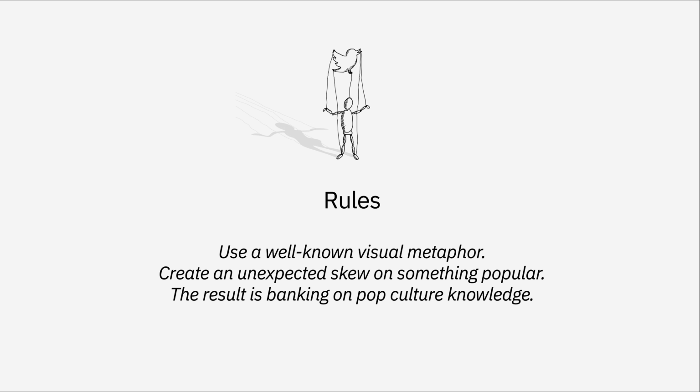So with the rules for a skew on reality, we need by necessity to show reality in some way. So use a well-known visual metaphor. Go back and watch Office Hours 2 if you don't understand what they are. Use a well-known thing that people understand to create an expectation that people know what's going to come next, and then create an unexpected skew on the thing that you have just created. And the result really with these is banking on something popular. It's banking on popular knowledge, pop culture or something like that.